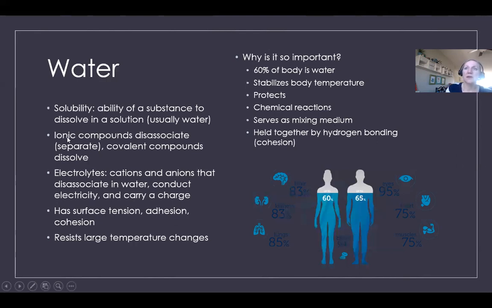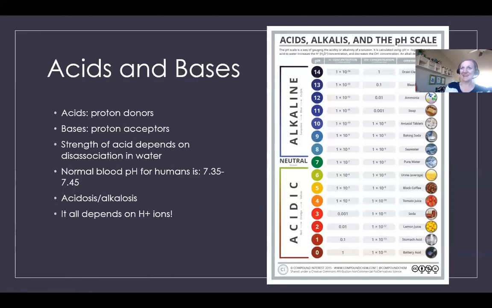Again, super important. Ionic compounds are going to dissociate or separate. So our sodium chloride and our other electrolytes, while covalent bonds like our carbohydrates are going to dissolve. Electrolytes, so when we dissolve something like sodium chloride, an ionic compound, we're going to get cations and anions that dissociate in water. These are going to conduct electricity and carry a charge. Water has surface tension, adhesion, and cohesion, and resists large temperature changes, which you can imagine why that would be really important.